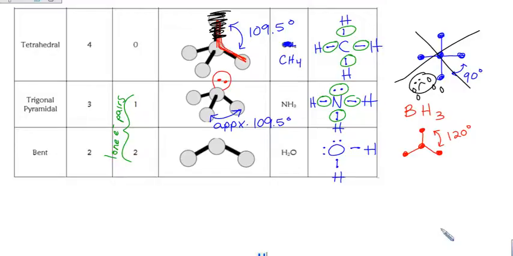Okay, so we're looking at the central atom. We have 2 bonding groups of electrons and 2 lone pairs, or 2 non-bonding groups. It's a total of 4. Can you see how all of these add up to 4? Here's 3 atoms, 1 electron pair, 2 atoms, 2 electron pairs. They all add up to 4. All of these shapes are based on the original tetrahedron.